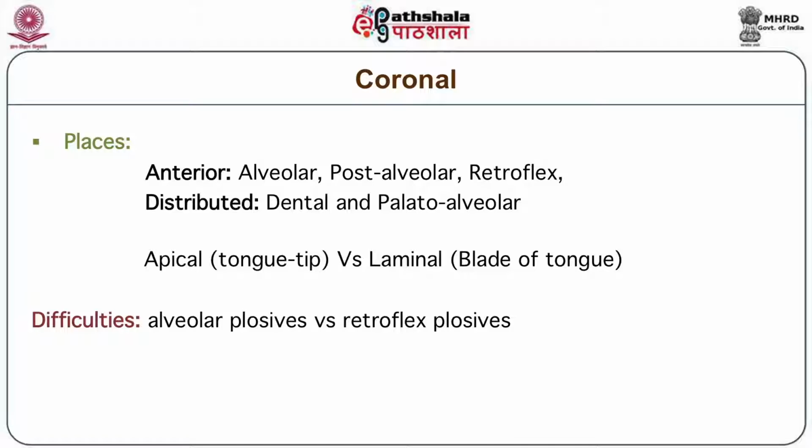These are dental, alveolar, postalveolar, retroflex, and palatoalveolar. We have already discussed the reason why in the IPA chart the dental, the alveolar, and the postalveolar are all put together. We remind ourselves of the fact that a language such as Malayalam actually distinguishes them. So we have dental and alveolar plosives and nasals in Malayalam.